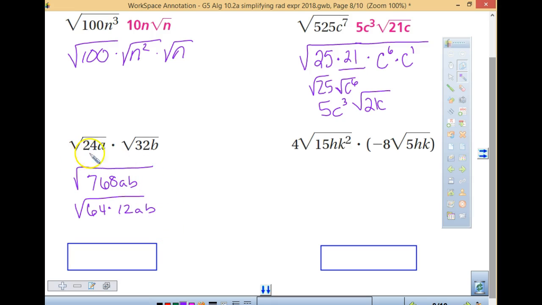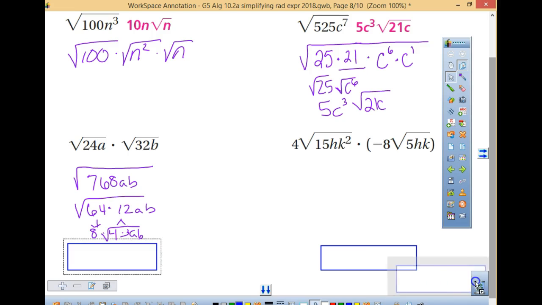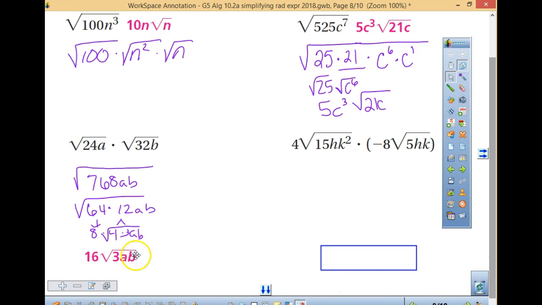And this may be one that when you looked at it, you might have even wanted to factor, because this is a huge number, 768, right? And if you do this, you're only partway there, right, with the 8. And now you have to factor 12, which is 4 times 3, and that has to stay underneath the square root, a and b. So you have 8 times 2, which is 16, with the square root of 3ab.